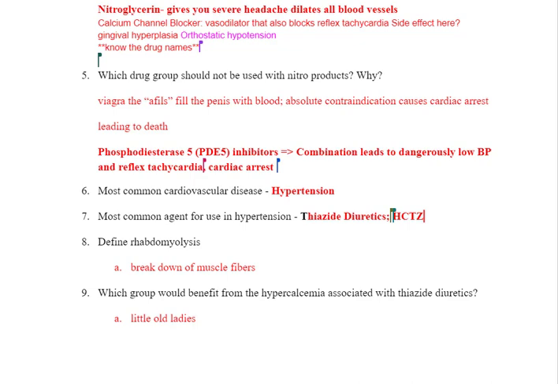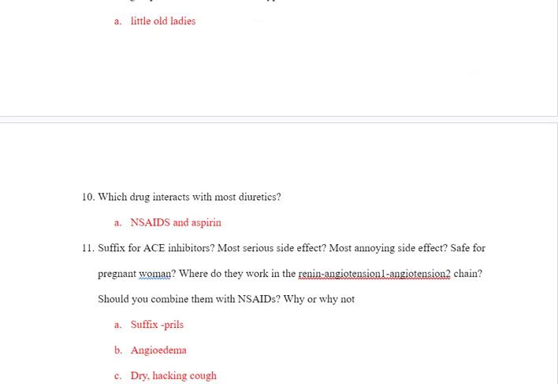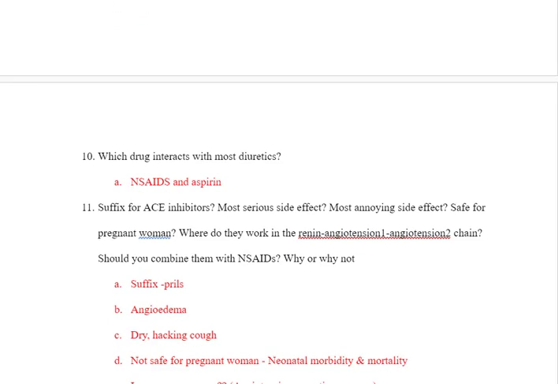Rhabdomyolysis, again, very, very rare, right? That does not happen. It actually means muscle melting, and that's what happens. Little old ladies are going to benefit from those thiazide diuretics. Which drugs interact with the most diuretics? NSAIDs and aspirin. Good. So suffix for ACE inhibitors, pril.